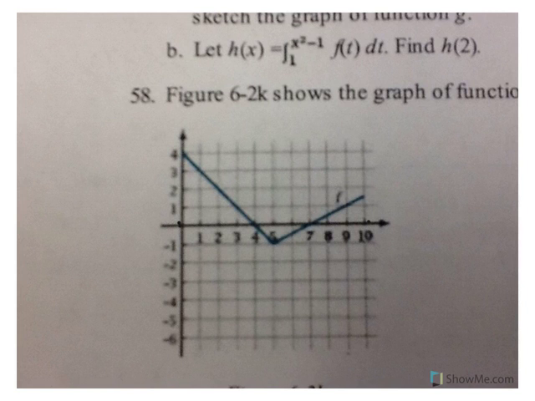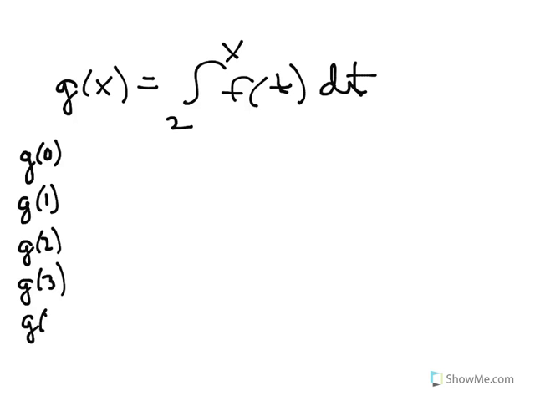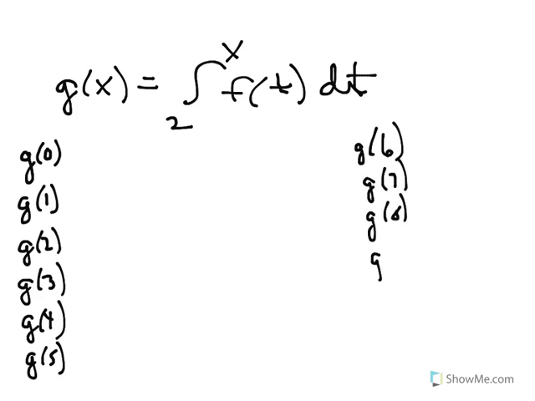What I'm going to do is make myself a table of values here. I'll start with G0, G1, G2, G3, G4, G5, G6, G7, G8, G9, and G10. So I've got to find those values.